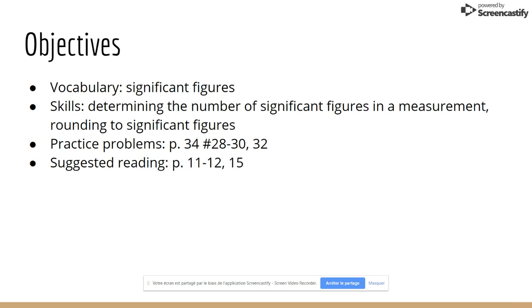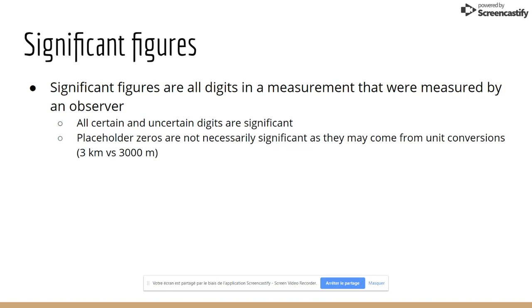We're going to be talking about significant figures in today's video. Significant figures, you're going to hear me call them sig figs. These are digits from a measurement that are measured by the observer. So these are going to include both certain and uncertain digits.